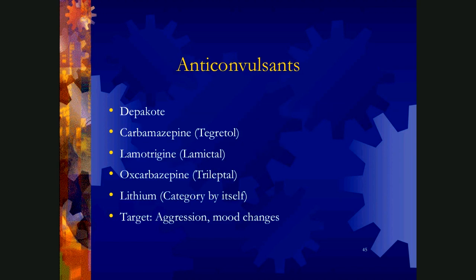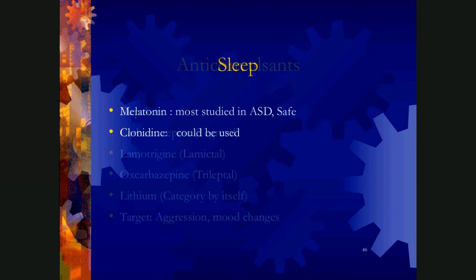aripiprazole or risperidone. So anticonvulsants are also used for aggression, and it's like Depakote, if people have heard of it, carbamazepine, which is Tegretol, lamotrigine or Lamictal, oxcarbazepine or Trileptal, and lithium, which is a category by itself. It's a salt, a chemical substance, and it's not an anticonvulsant, but it can be used for aggression and mood changes. Of course, they have their own side effects.